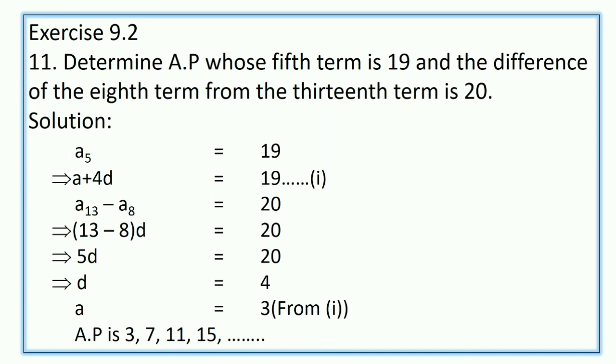We also have that the difference between the 8th term and the 13th term is 20. That means a13 minus a8 is 20, or by formula it is (13 minus 8) into d is equal to 20. By applying this formula, we can find the value of d, that is d is equal to 4, and hence a is equal to 3 by substituting the value of d in equation number 1. Hence, we can form the progression as 3, 7, 11, 15, etc.